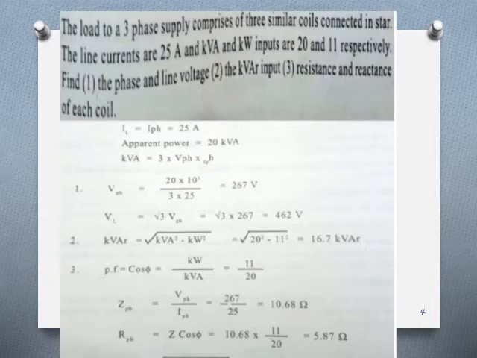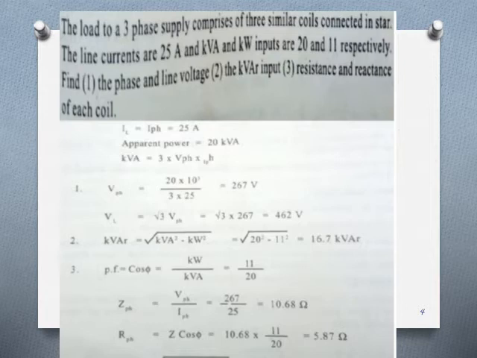So next question is, a 3-phase supply comprises 3 similar coils that are connected in star. The line currents are 25 ampere and kVA and kW inputs are 20 and 11 respectively. kVA is nothing but the apparent power and kW is the true power or active power.